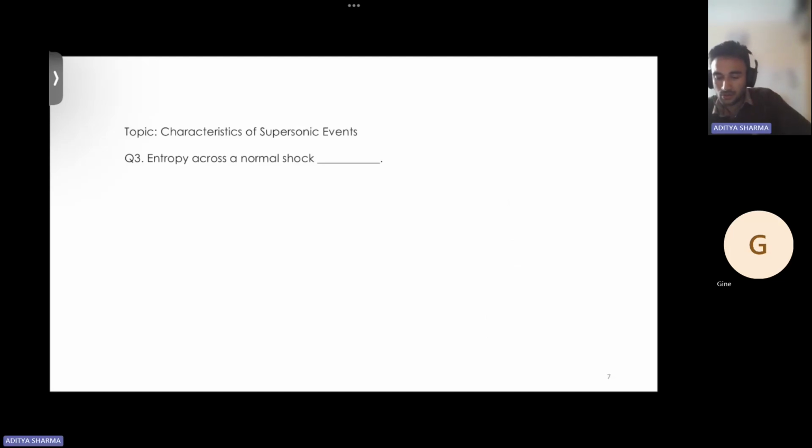All right. So the next question is based on this topic, characteristics of supersonic events. Okay. So characteristics of supersonic events is a topic from lecture 10. So this question is from there only. And this question has been asked in your assignment also. So the question is entropy across a normal shock dash. What happens to entropy across a normal shock?